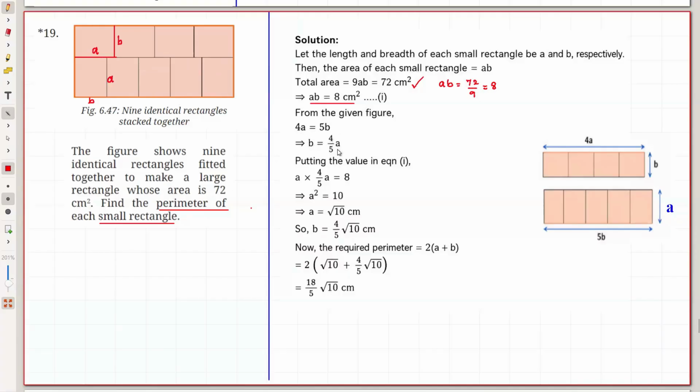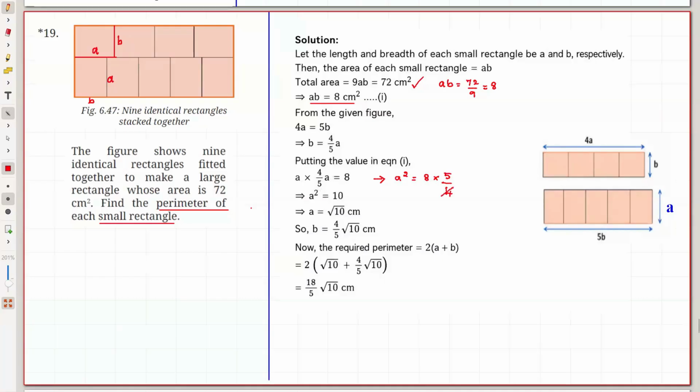Now take this 4 to this side. They are taking 5 to this side, since we are finding B. So it will become B equals 4 by 5 A. Now take this B value and substitute in equation 1. In the place of B, substitute 4 by 5 A. Now A into A is A square. Taking this 4 by 5 to the other side, A square is equal to 8, and this 4 by 5 becomes 5 by 4.